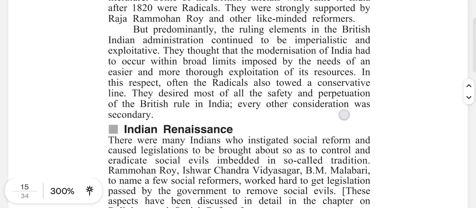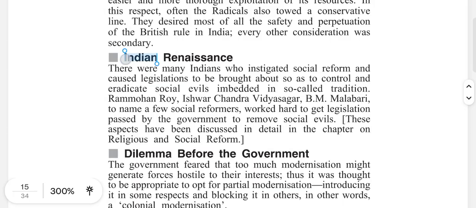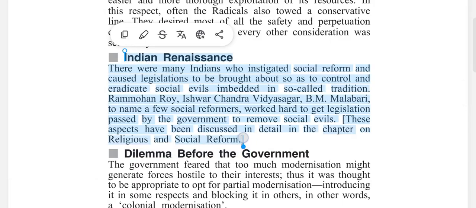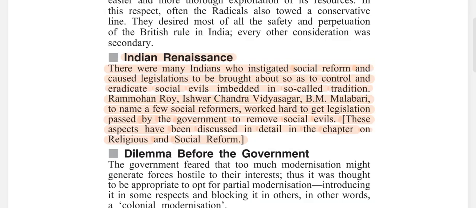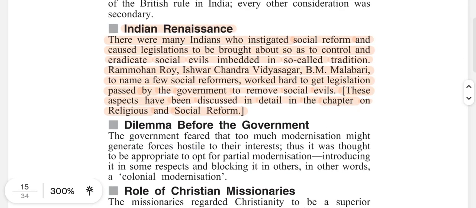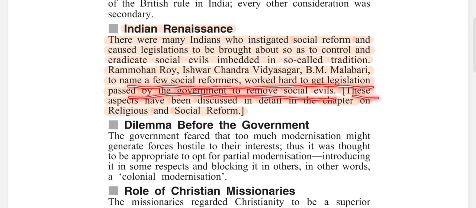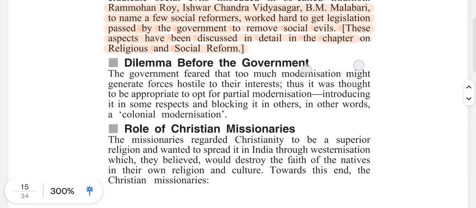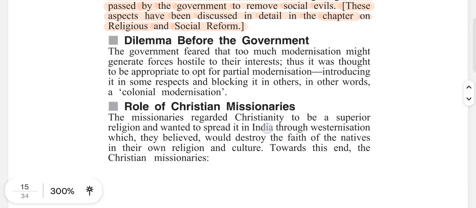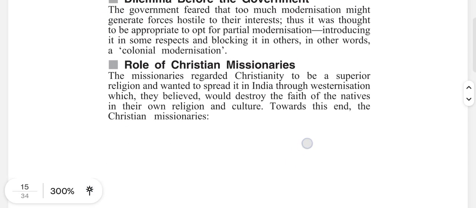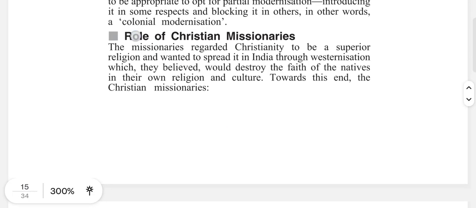Indian Renaissance. There were many Indians who instigated social reform and caused legislation to be brought about so as to control and eradicate social evils embedded in so-called tradition. Rammohan Roy, Ishwar Chandra Vidyasagar, B.M. Malabari, to name a few social reformers, worked hard to get legislation passed by the government to remove social evils. These have been discussed in detail in the chapter on religious and social reform. Dilemma before the government: it feared that too much modernization might generate forces hostile to its interests. Thus it was thought appropriate to opt for partial modernization, introducing it in some respects and blocking it in others. In other words, a colonial modernization.